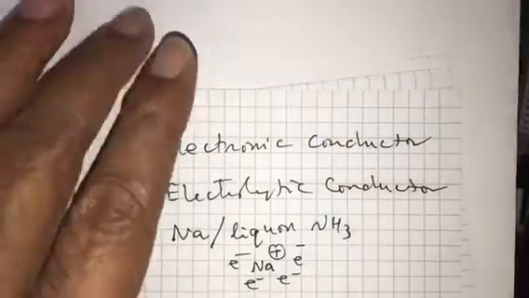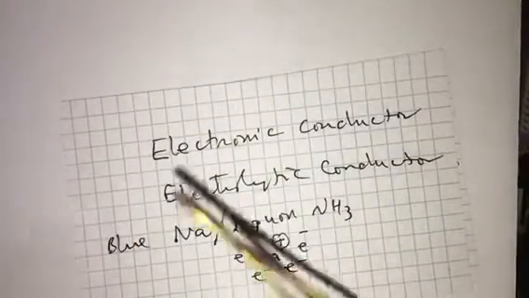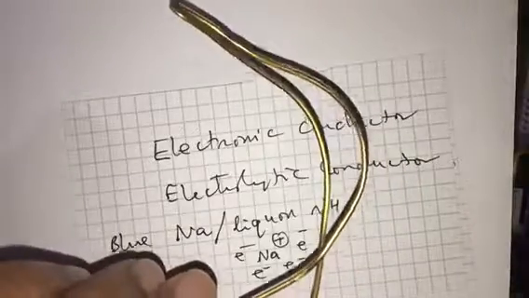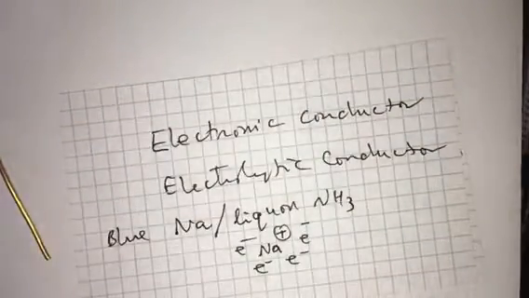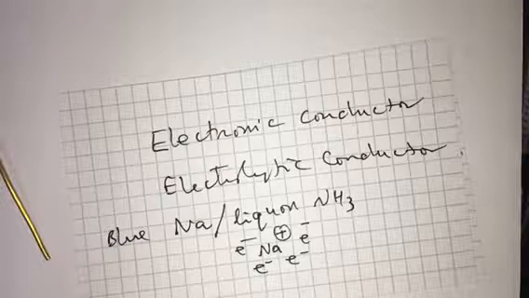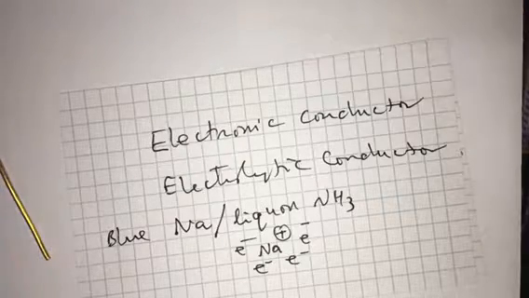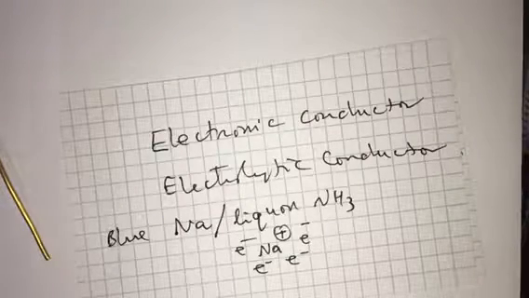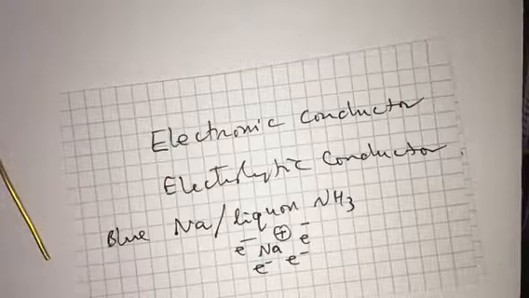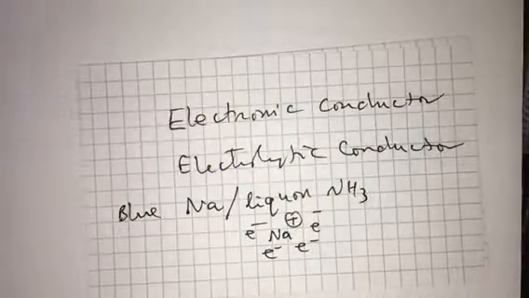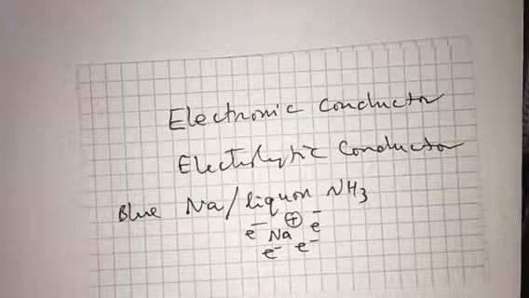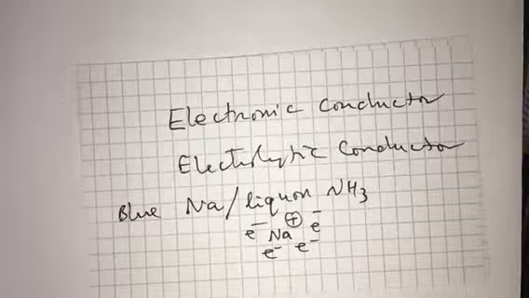Well, by this time you know that electronic conductors are something which conduct the electric current through relay of electrons. Electrolytic conductors are those which conduct electric current due to movement of ions. And of course, you know that an electrolyte is a liquid or a solution or a fused mass that permits the conductance of electricity through it.